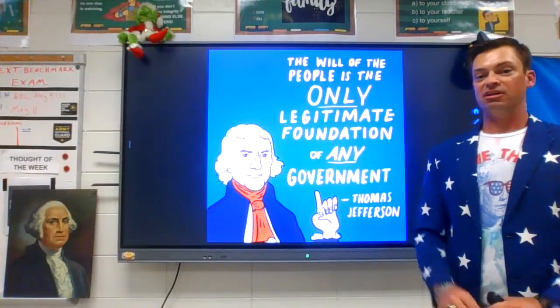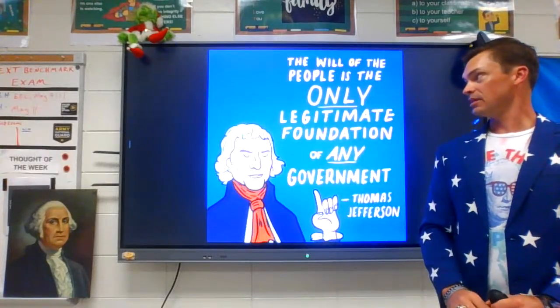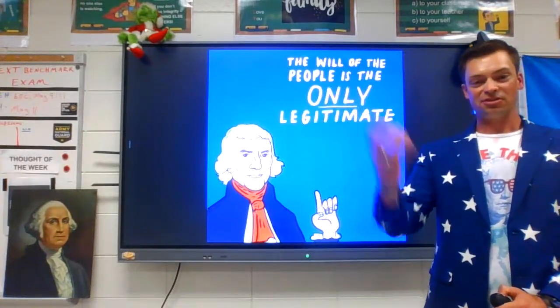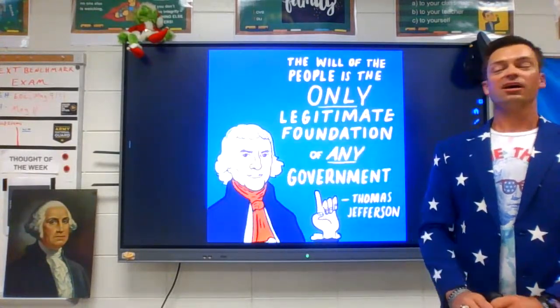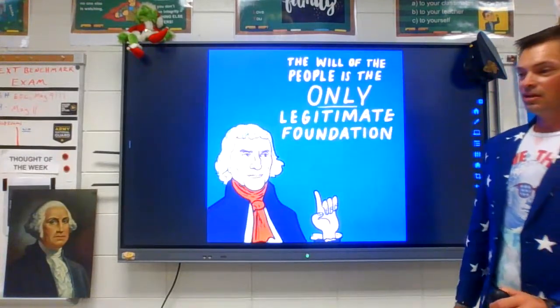Jefferson is going to be the advocate for the common man, the farmer, the agrarian lifestyle. Will of the people is the only legitimate foundation of any government, and certainly that speaks to those three words of the preamble of the Constitution: we the people of the United States. It's on your PDF here.